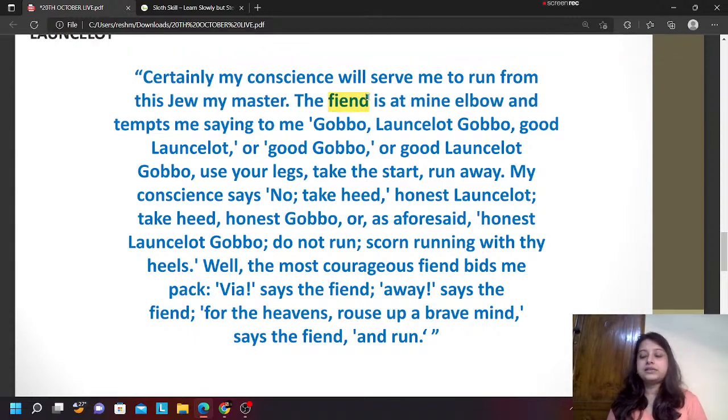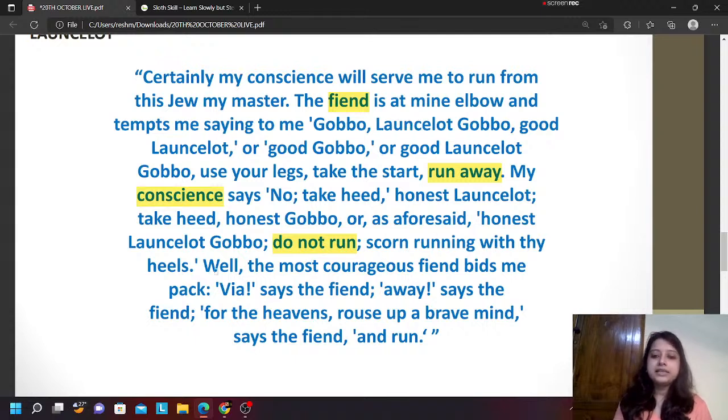My conscience says, now be very particular about the portions that I'm highlighting. Use your legs, take the start, run away. My conscience says, no, take heed. So my conscience is telling me not to run. Take heed, honest Gobbo, honest Lancelot Gobbo, do not run. So what is the fiend telling me? To run. Okay, run away. And what is the conscience telling me? The angel, it is telling me not to run.